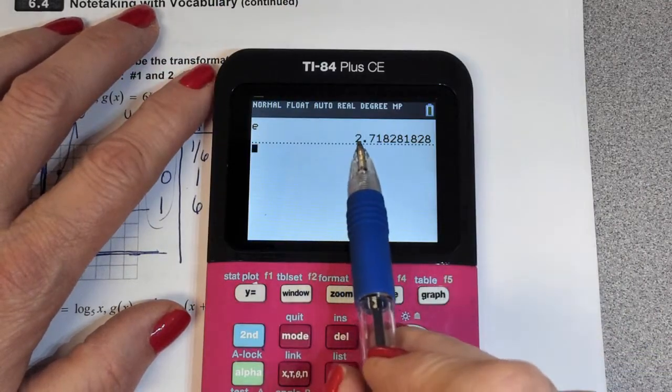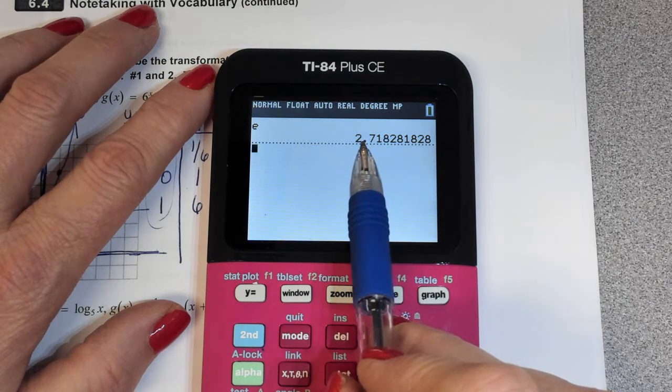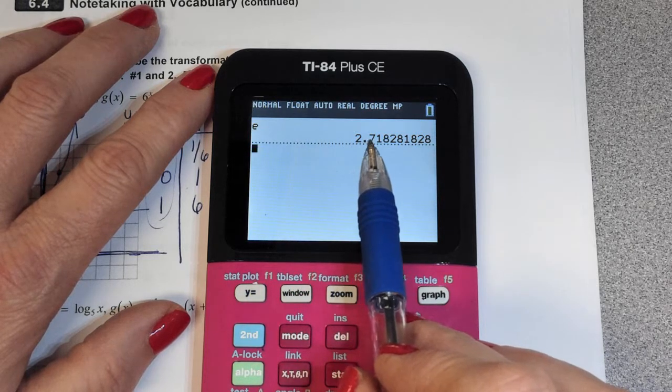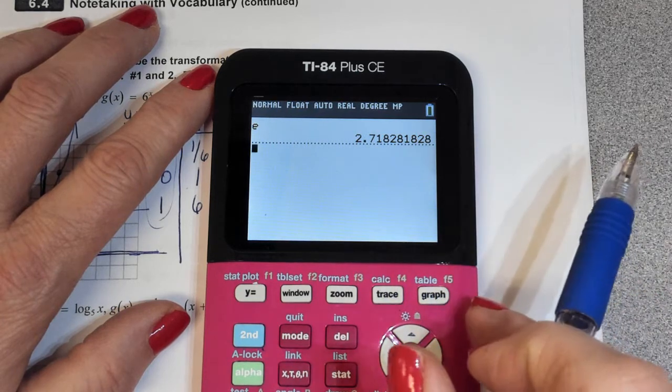Here it is. E is a special irrational number, kind of like pi. Pi is the most famous irrational number. E's a close second, I suppose, 2.7182818828, like that. All right?